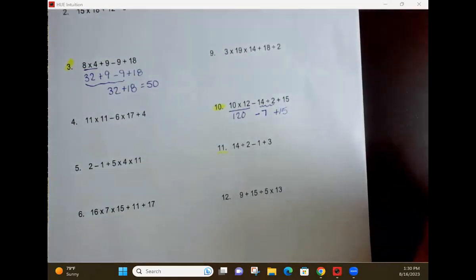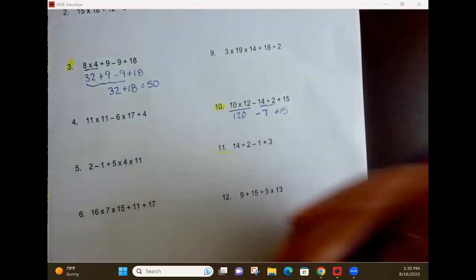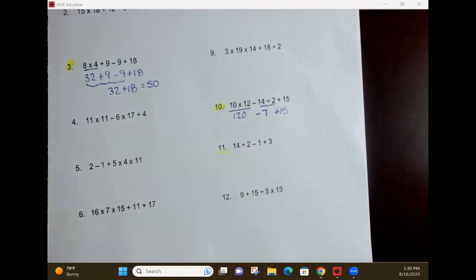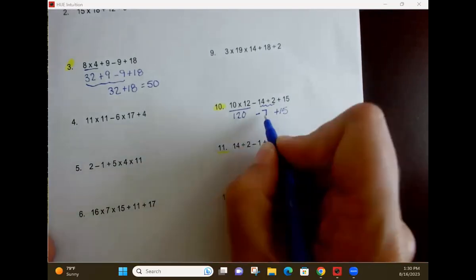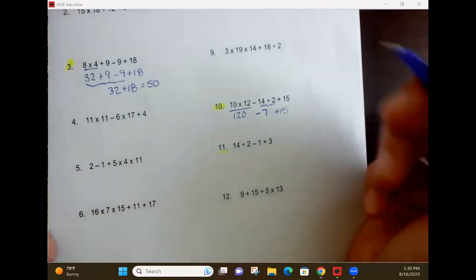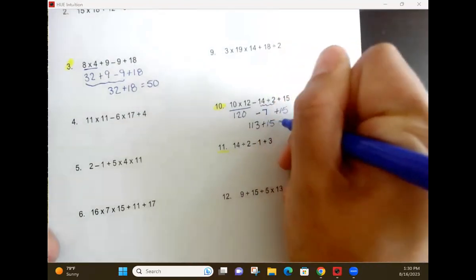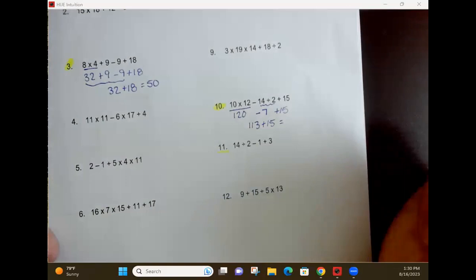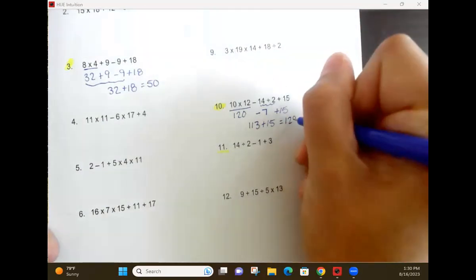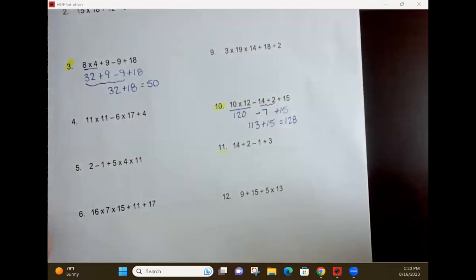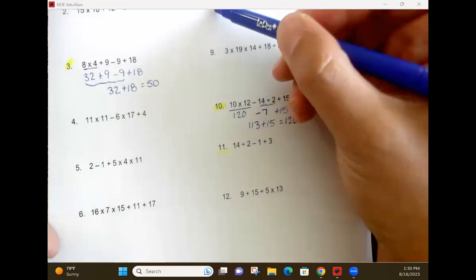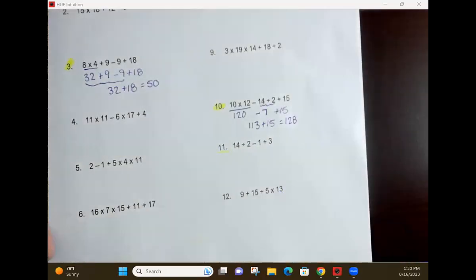What operation should I do next? I should subtract. Addition and subtraction, all that's left, I do them in order. So 120 minus 7, 113 plus 15, 128. Very good. I would like you guys now to try number 8 and number 11.